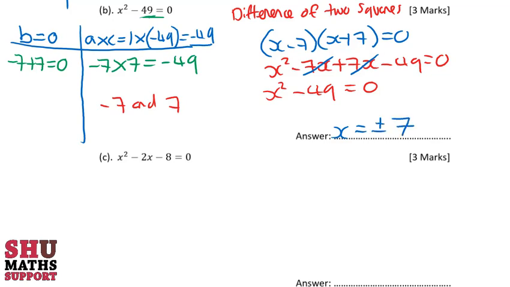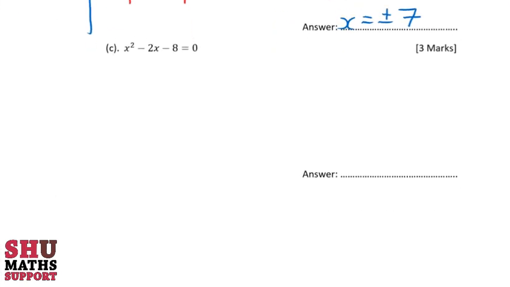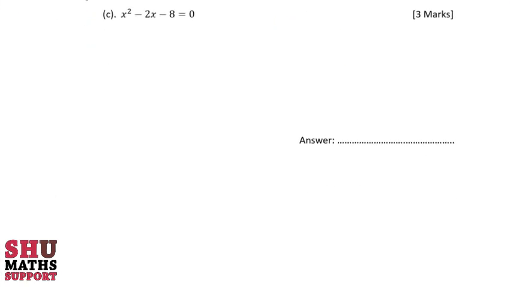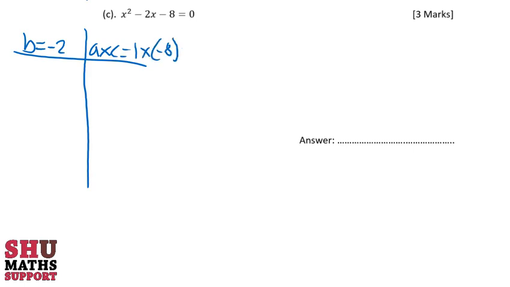So the next example is we have x squared minus 2x minus 8. So we'll just create our table again. We have b is equal to minus 2, and we have a times c is equal to 1 times minus 8, which is equal to minus 8. So we can just use our normal method now. So we need two things that add together to make minus 2, but times together to make minus 8.